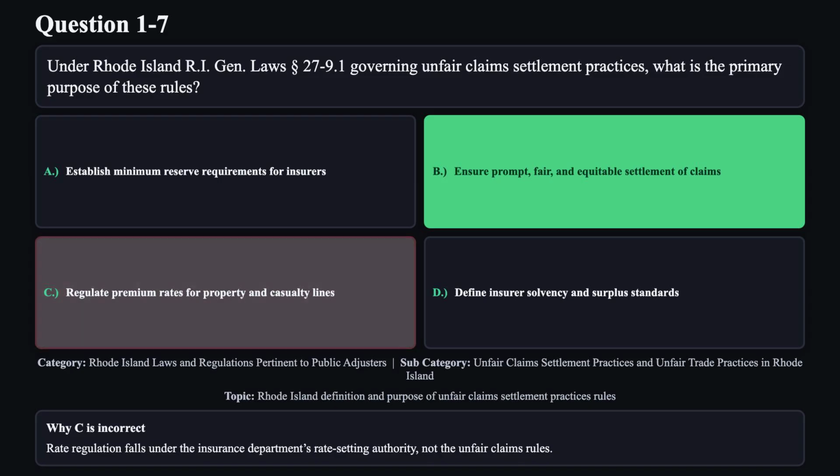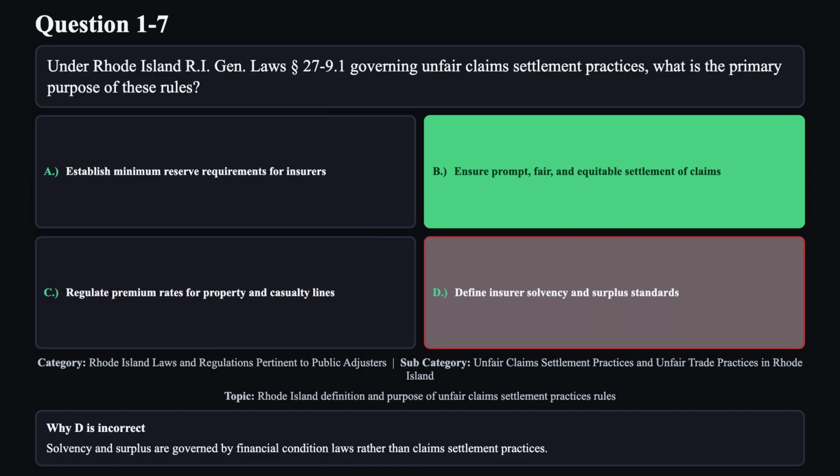Reason C is not correct. Rate regulation falls under the insurance department's rate-setting authority, not the unfair claims rules. Reason D is not correct. Solvency and surplus are governed by financial condition laws rather than claims settlement practices.